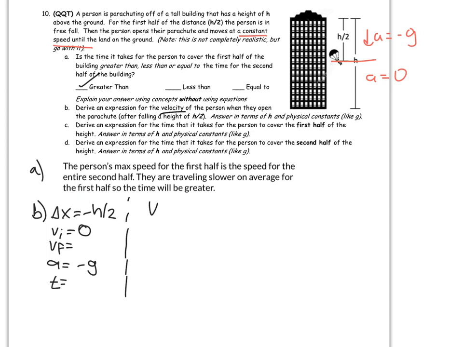So we have three things here. We're going to solve for that final velocity, and I'm going to use that VF squared equation. So we are looking for VF squared. We know our initial is 0.